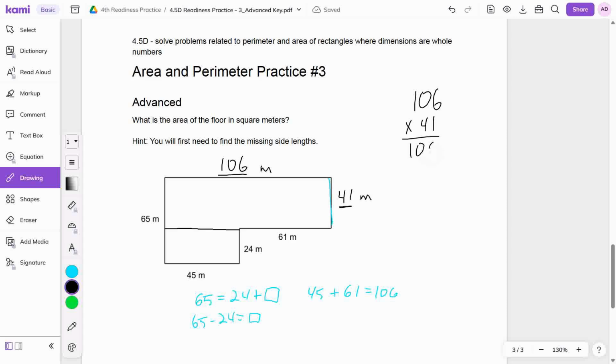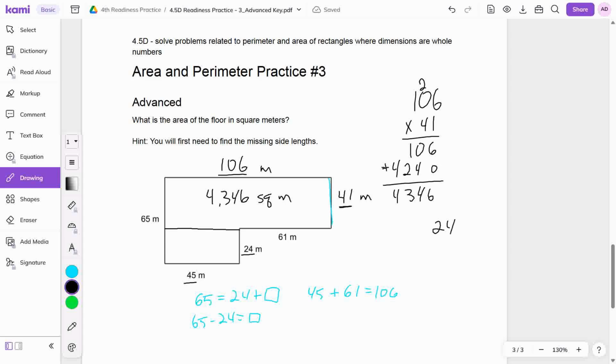That's 106. We just add a row there, and that's going to be 4. 4 times 0 is 0. Add the 2 is 2, and then that's 4. So that's going to be 4,346. So 4,346 square meters. And then this bottom one is going to be just that 24 times 45.